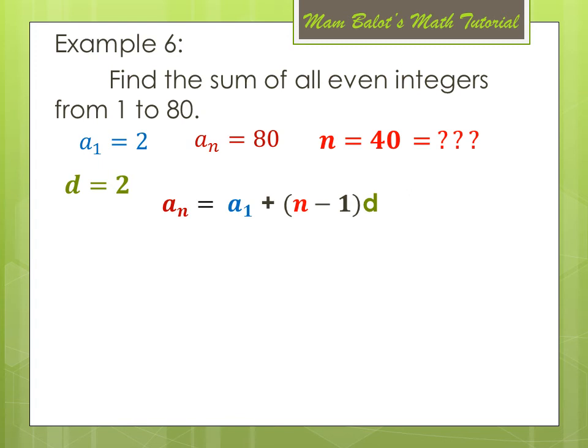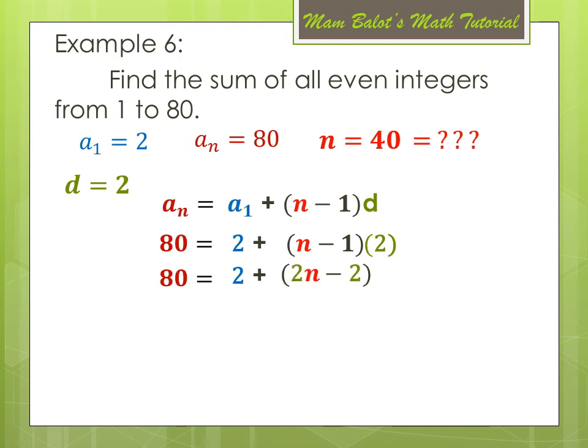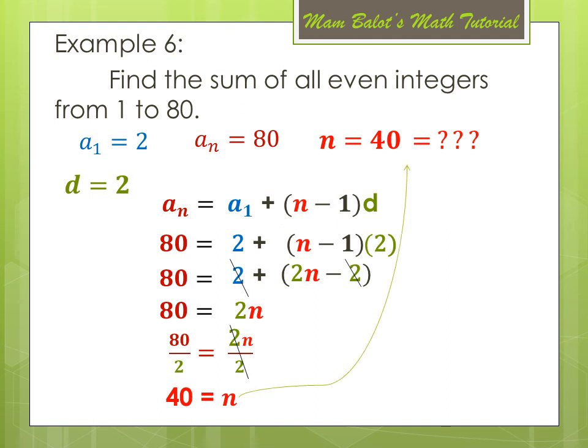So substituting these values to our formula, we have a sub n is equal to 80, which is equal to the first term, which is 2, plus n minus 1, which is our unknown, times the common difference d, which is 2. So we have 80 equals 2 plus, we distribute 2 to n minus 1, so that becomes 2n minus 2. Observe that we can cancel out 2 since we have a positive and a negative. So what's left now is 80 is equal to 2n. So to solve for n, we divide both sides by 2. Therefore, n is equal to 40. Now we have to find the sum of these even integers.